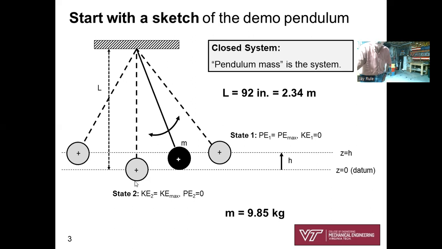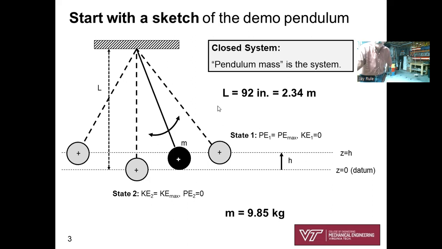How about the low point? Well, at the low point, we're going to say our datum line Z equals 0 goes right through the center line of the mass. Okay, so the potential energy is 0, and the kinetic energy will be the maximum because that's where the maximum velocity is.